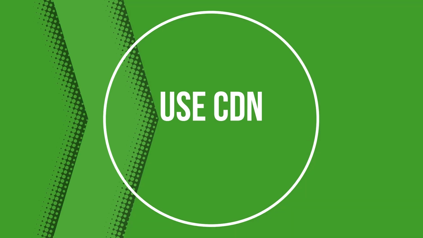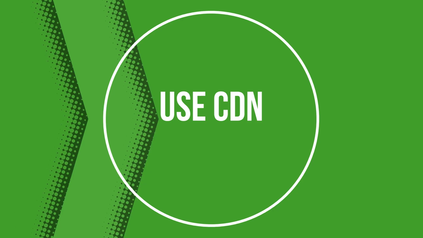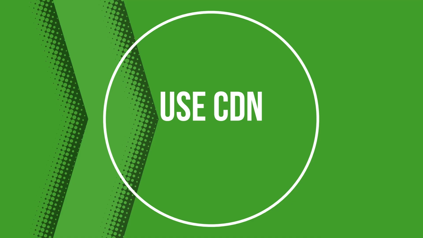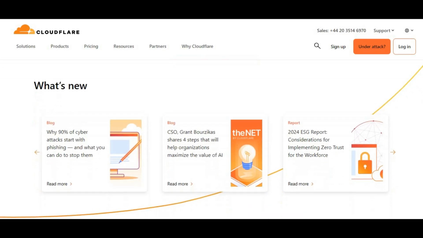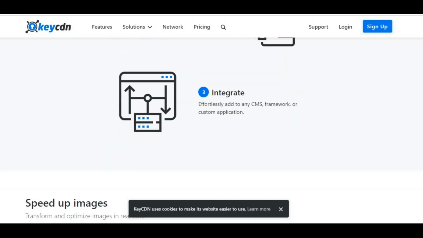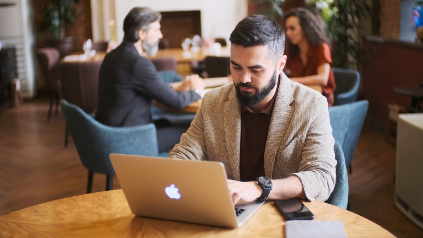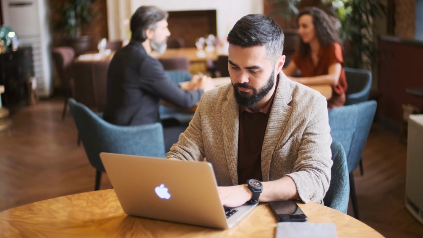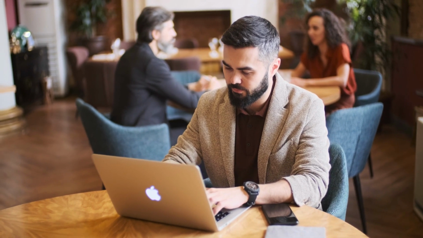A CDN can distribute your images across multiple servers worldwide, ensuring faster delivery regardless of where your users are located. 1. Popular CDNs. Consider services like Cloudflare, MaxCDN, or KeyCDN. 2. Integration. Many CDN services offer easy integration with WordPress through plugins or built-in settings.